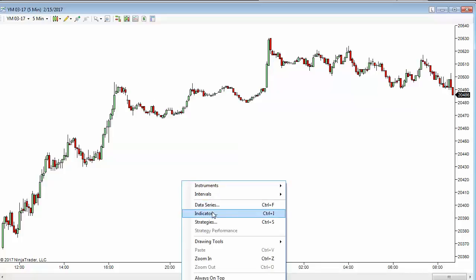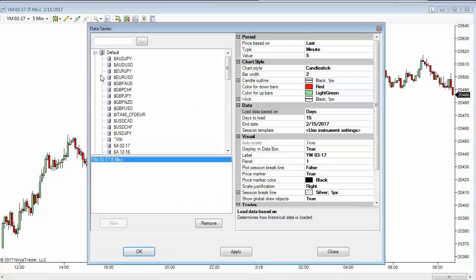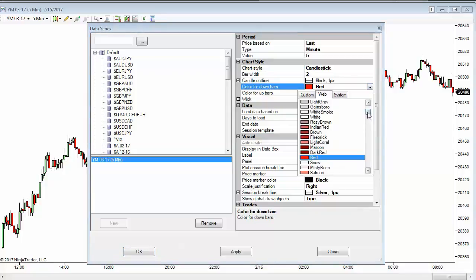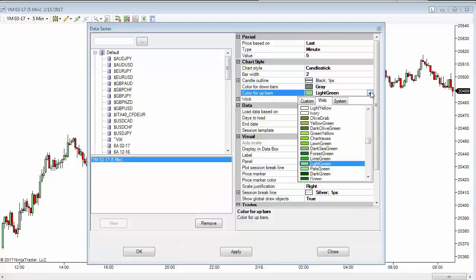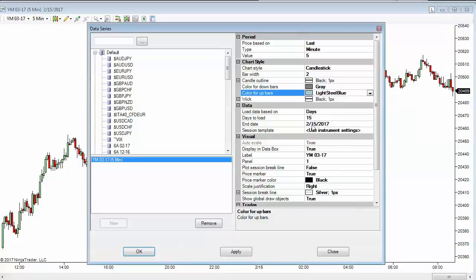Okay. Next thing we want to do is come into your data series with the Ninjatrader indicators here, and you want to use a neutral color candle, and that's going to help us see the signals better. So for down bars, I usually pick a monochromatic color like gray. And here inside of Ninjatrader, we have the ability to change the up color bars as well. And so I usually pick something like a light blue. Here's a light steel blue.